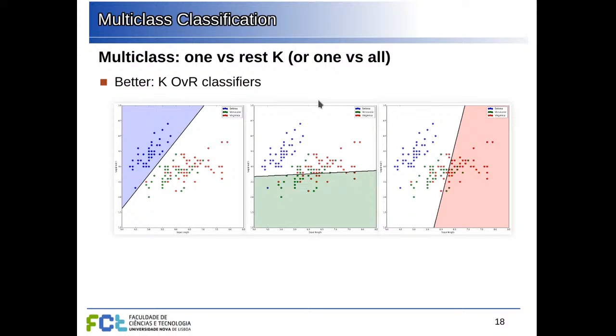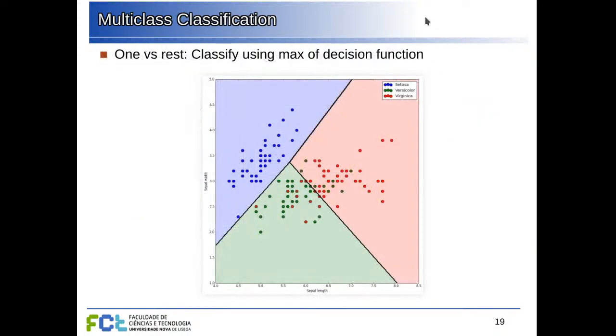So, for example, in this case, we could train a classifier to distinguish between setosa and everything else, versicolor and everything else, virginica and everything else. But then, instead of just looking at the classification, we would take the maximum of the decision function, and that will avoid those problems of ambiguities, and what we get is this result. So this is where the classifier for versicolor has a higher maximum than the other two. This is where the classifier for virginica has a higher maximum, and the same for setosa.